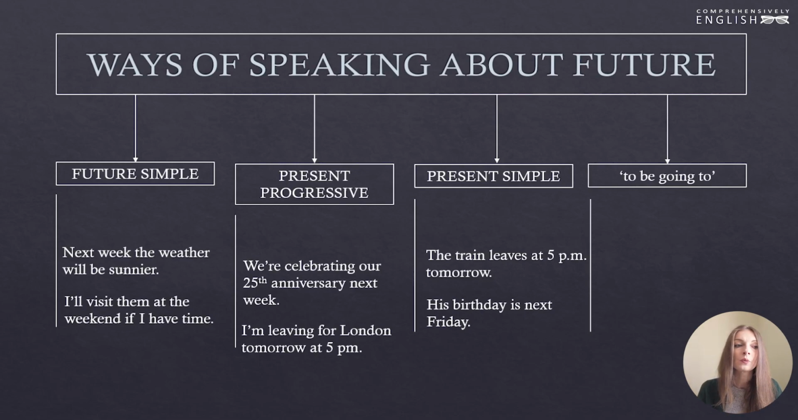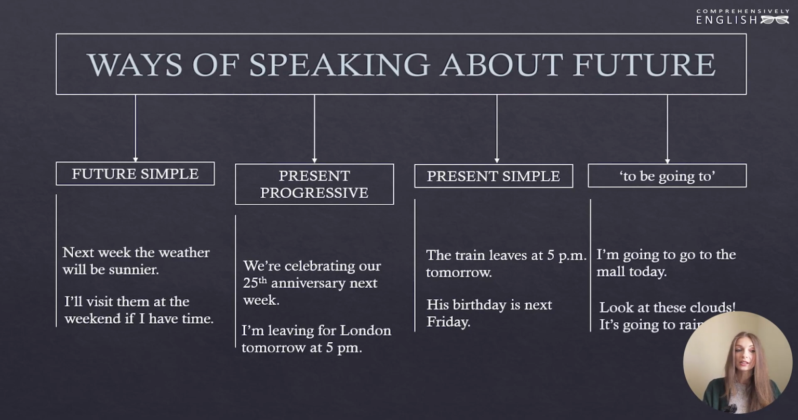And to be going to, we can use to say something like, I'm going to go to the mall today, or look at these clouds, it's going to rain. In the first case, we express our intention. This is something that I have thought about and I'm planning to do that, but I haven't arranged that yet. It's what I told to myself. I'm going to go to the mall today. And chances are that I will.